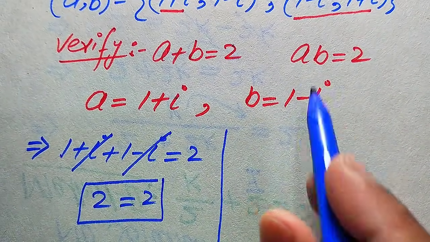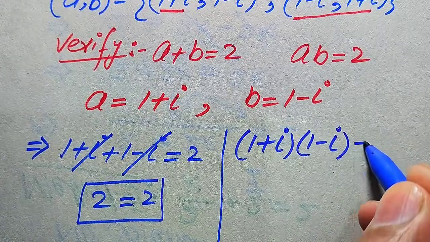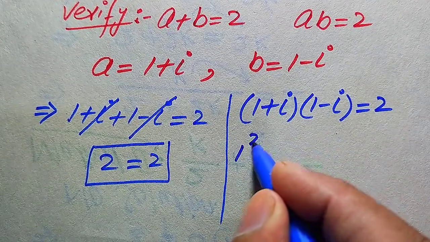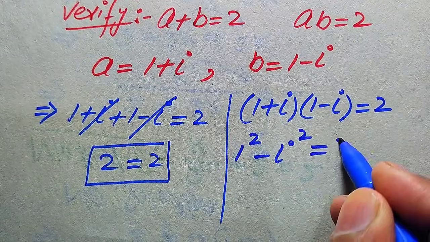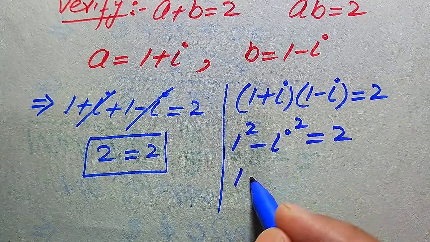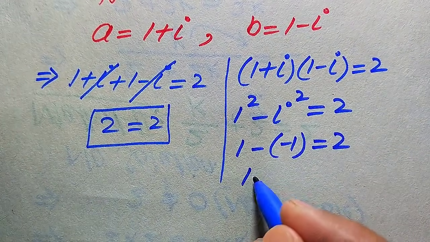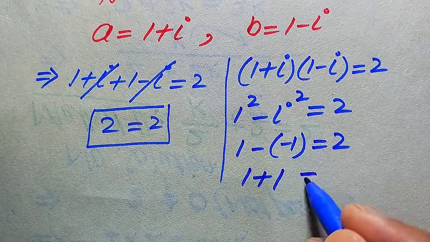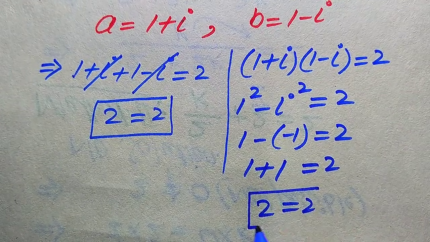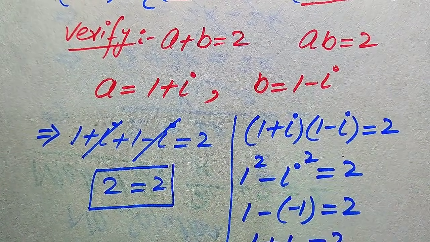So we put both of these two values here, and it becomes 1 plus iota into 1 minus iota equals 2. Here we use the nice algebraic formula, and we write these terms as 1 square minus iota square equals 2. So you know that 1 square equals 1 and iota square equals minus 1, and this is equal to 2. So we get 1 minus times minus becomes plus 1 is equal to 2. So we obtain here 2 equals 2. This shows that the values of a and b satisfy our second equation.